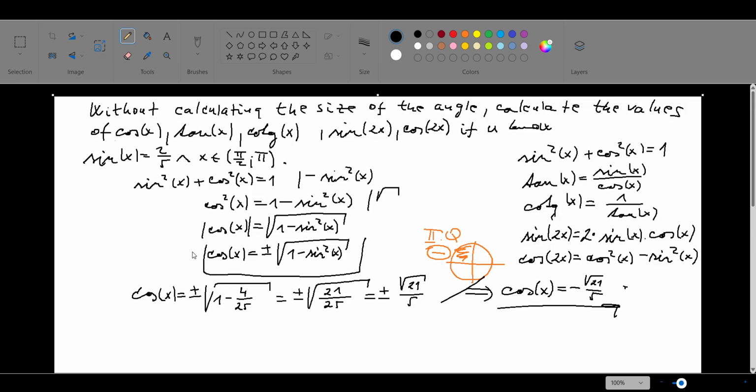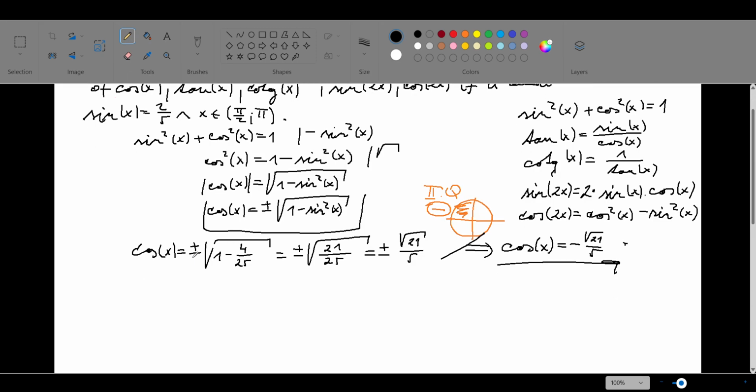Now, as we have the sine and cosine values, we can very easily calculate the value of the tangent of x, which is given by the formula sine of x over cosine of x. It is equal to sine, which is 2 over 5, and cosine, which is negative square root of 21 over 5. As you can remember from our previous video, these two 5's will cancel each other and our result is negative 2 over square root of 21.